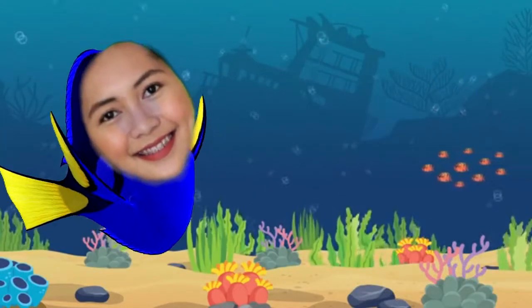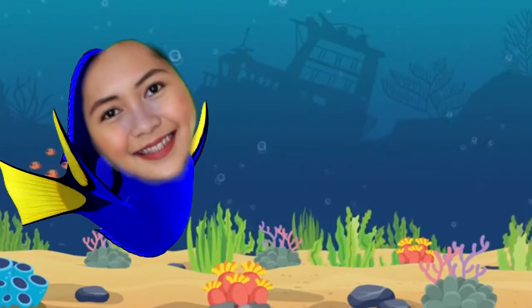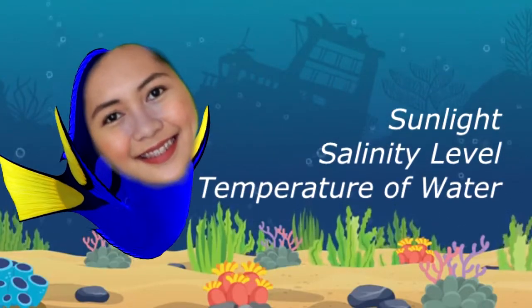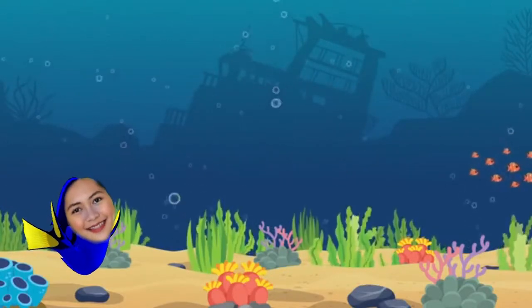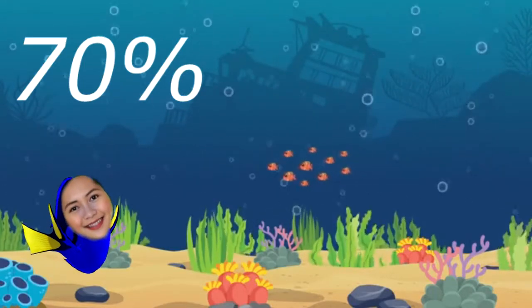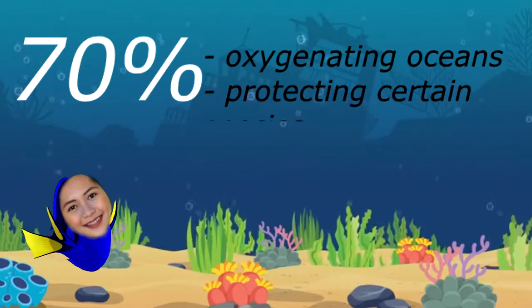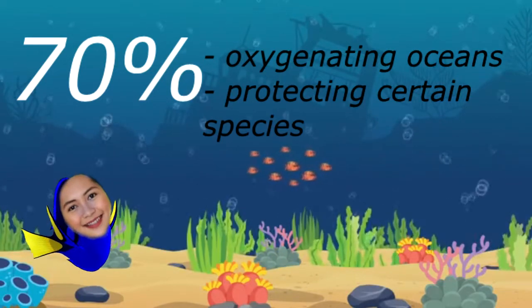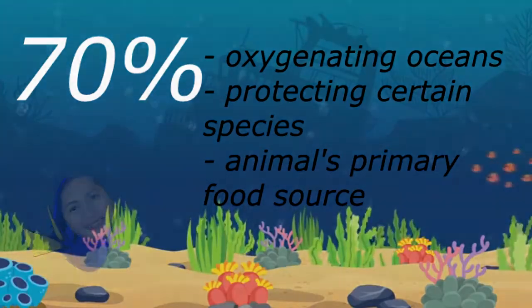There are thousands of different types of plants found in the ocean, and all of them are affected by the amount of available sunlight, salinity levels, and the temperature of water. Ocean plants are rarely talked about, but with 70% of the world covered in water, they play a vital role in oxygenating oceans around the world, protecting certain species of aquatic animals from predators and outside elements including human activities, and helping animals thrive as their primary food source.